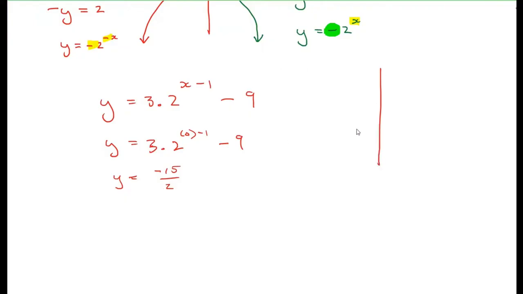All right, so great. So what have I got now? Okay, great. I've got a y cut now. Why is this a y cut? Because I made x 0 and y ended up being negative 15 over 2. Great. So when x is 0, y is negative 15 over 2, which is negative 7.5. Right? Great. Now, can I make y 0? Let's try and make y 0. 0 equals 3 times 2 to the x minus 1 minus 9. Okay. Oh, sorry, this goes. Now I see my math is not going to work here, guys. Hold on. Sorry.